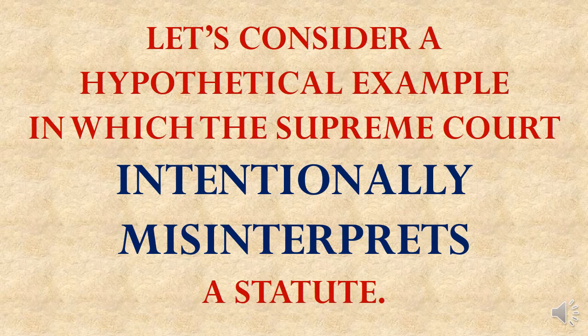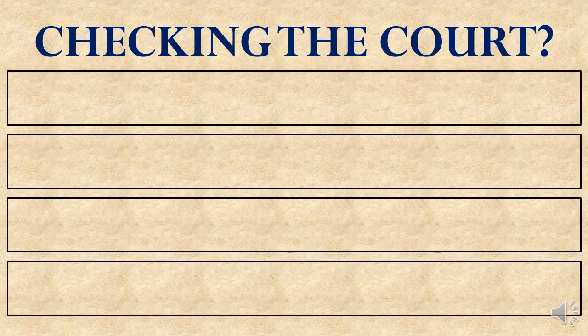They have claimed that a law means something that, if you look at the plain words of the law, seems to mean the exact opposite. So let's imagine the Supreme Court has done that. The question is, what can be done to stop them, to somehow reverse what they had done? And we're going to look at 4 possibilities.